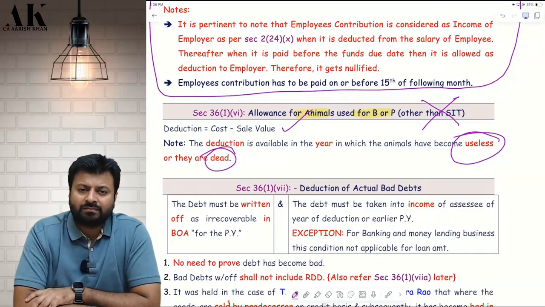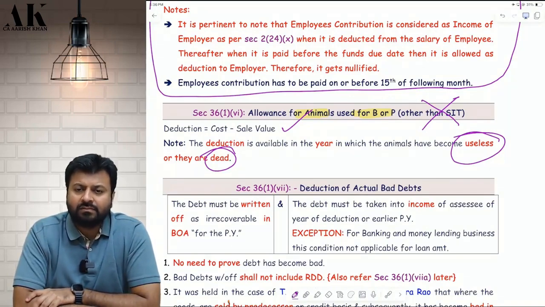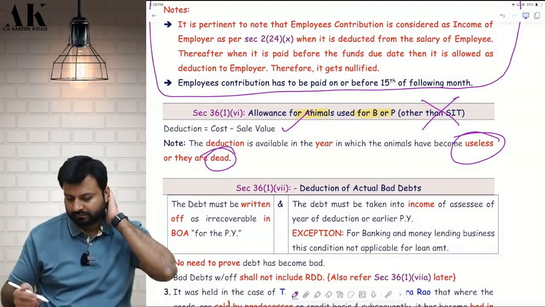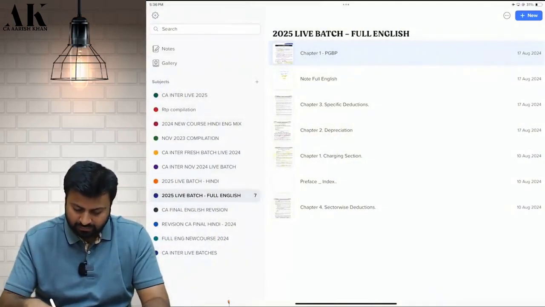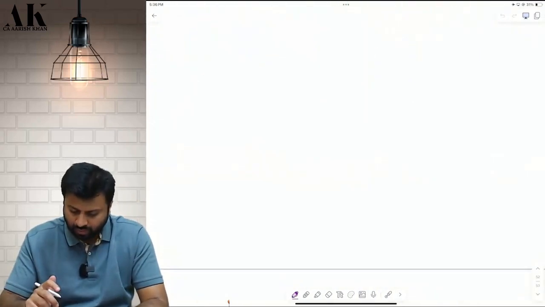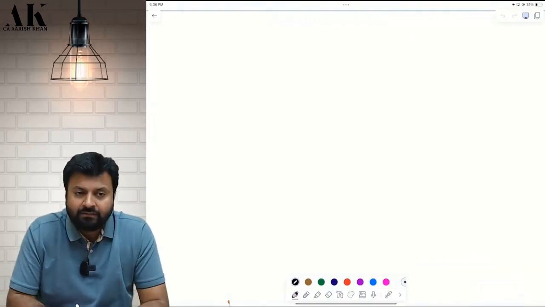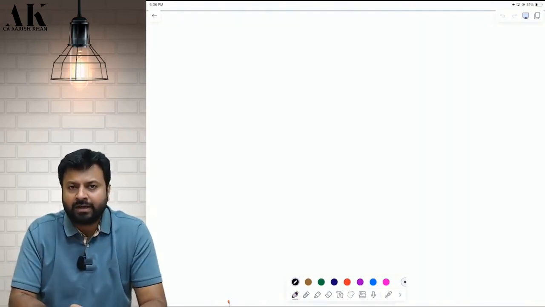Are you clear? So the day on which the animal becomes useless, you will get the deduction of the difference between the cost minus the sale value. That will be allowed as a deduction under PGBP. Is it clear? Let's move on to the next section now, which is a very, very important section practically and academically at both levels.